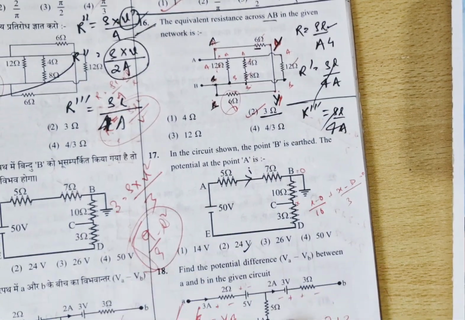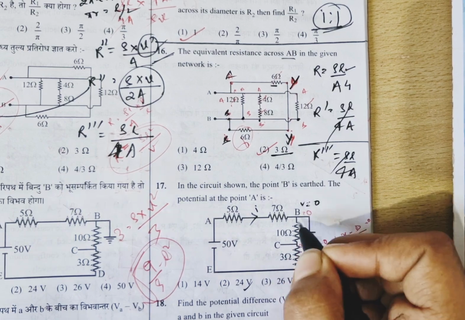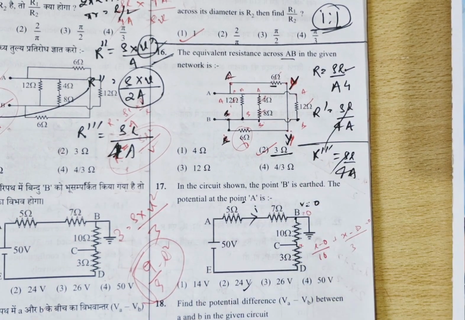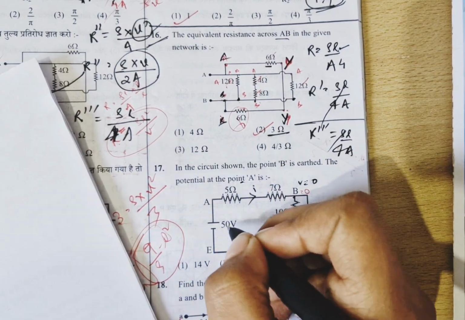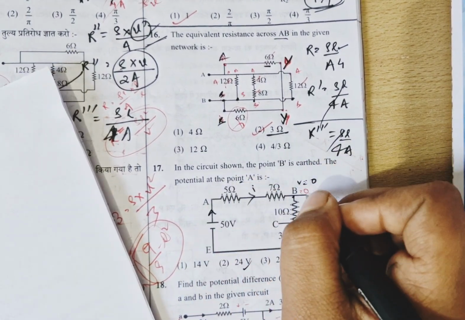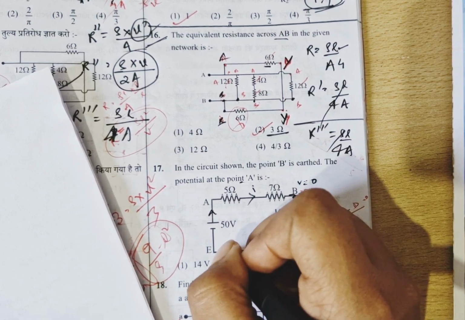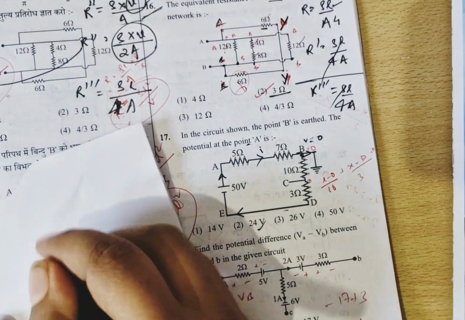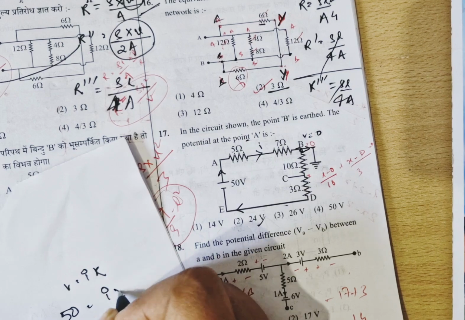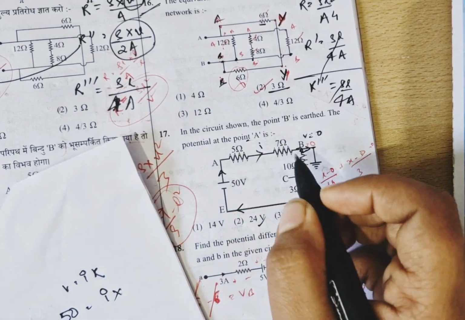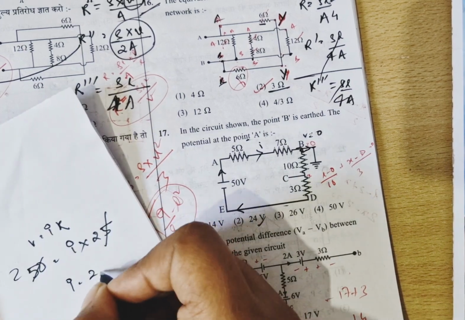Now the second one. In the circuit, the point B is earth. Earth means the potential of point B becomes 0, and the potential at A has been asked. First of all, we'll calculate the total current moving through the circuit. This is a 50-volt battery. It will supply a current, and the current will not go this way because it's 0 potential. So it will turn here and circulate in this fashion. We know that V is equal to I into R. V is 50 volt, I we don't know, and the resistances are all in series. So the equivalent will come as 25, which means that I will be 2 ampere.